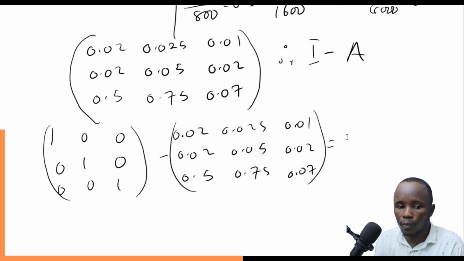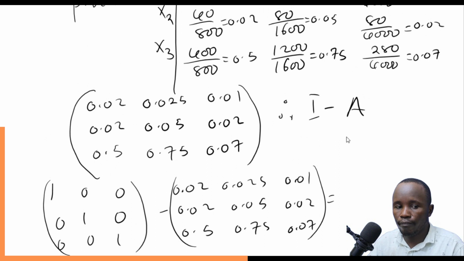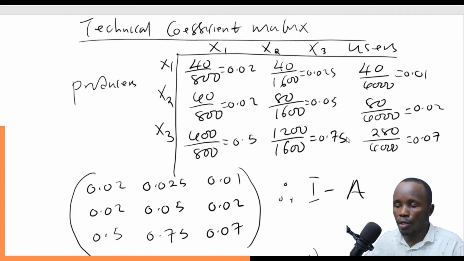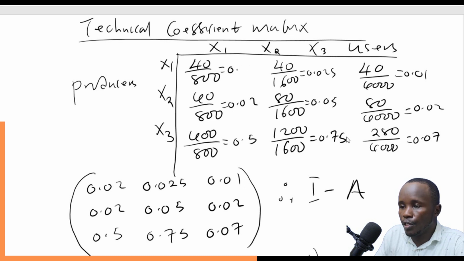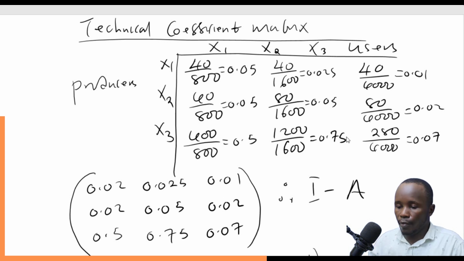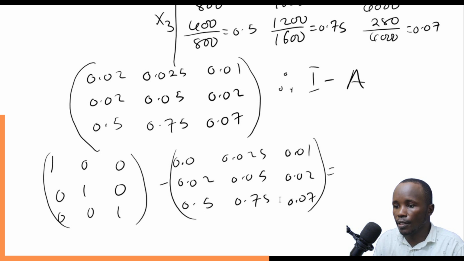1 minus 0.02. Yes? Wait a minute, let me check here. What is 40 divided by 800? Sorry, this is not 0.02. This is 0.05. Here, 0.05. 400 divided by 800 gives me 0.5. That's okay. 40 divided by 1,600, that's all right. So what you are saying is here, this is supposed to be 0.05. When I subtract this, I'm going to find this is 0.95, negative 0.025, negative 0.01.